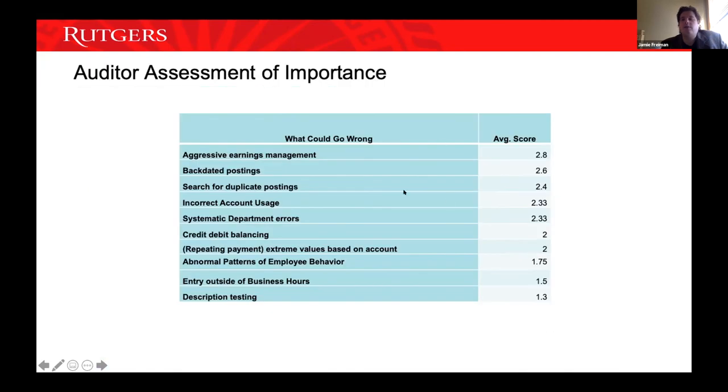Okay, so we use this. Can you explain what the abnormal patterns are? Can you give us some examples? Of what? Of abnormal patterns of employee behavior.